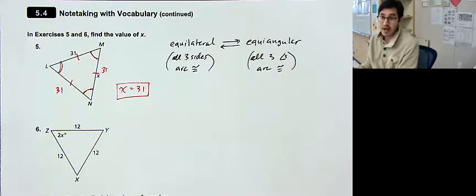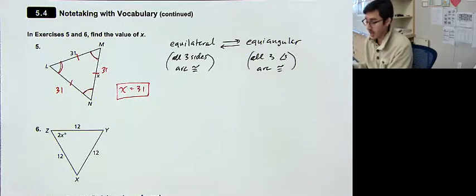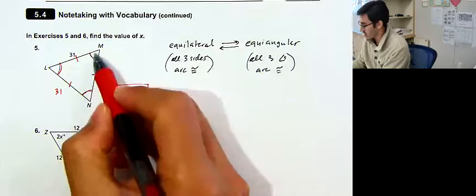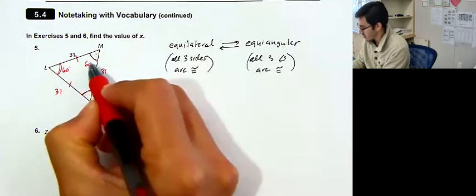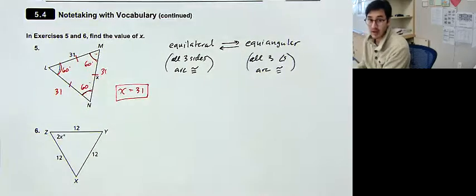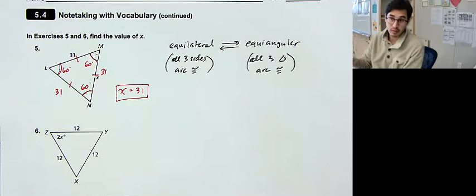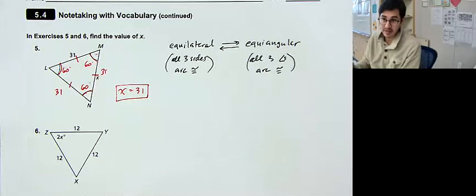Okay. By the way, if a triangle is equiangular, meaning all three angles are the same, then the three angles would each have to be 60 degrees. Okay, that is the only number which would sum to 180, right? 60, 60, 60.